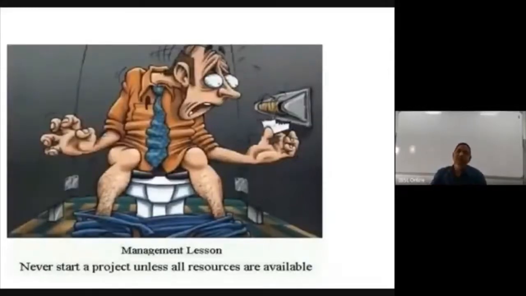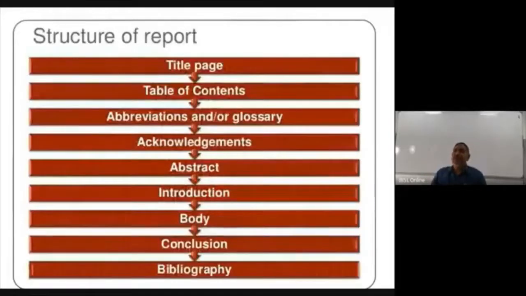Now let's see the structure of a report. How should this report be written? First is the title page, the name of the report. Then the inner pages are the table of contents, with their page numbers, so you can refer to the content and page number easily.